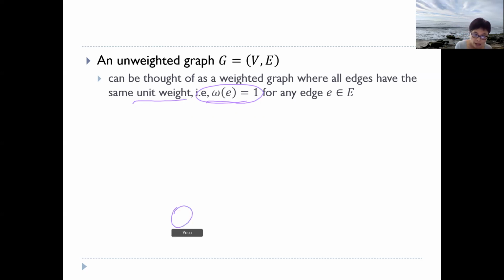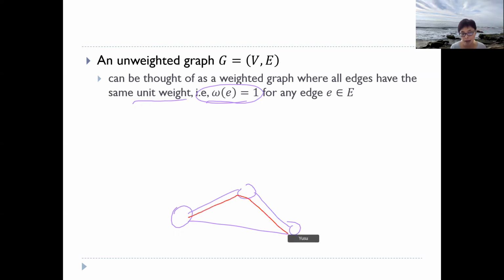Well, if all the edges have weight 1, then the length of a path, say going from here to here, is simply the number of edges in the path. That's how we defined this length earlier. So basically, the way we define length and shortest path, there's no contradiction. It's just that for an unweighted graph, we have treated all the edges as having weight 1.